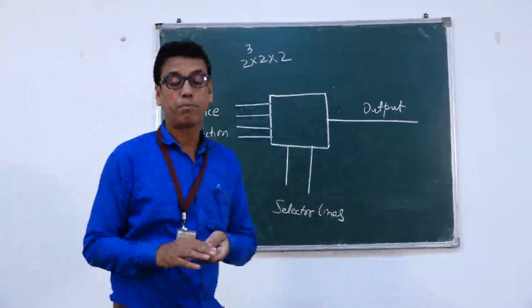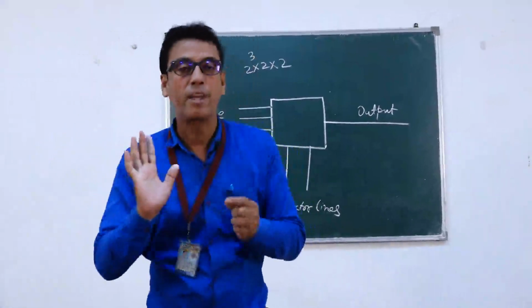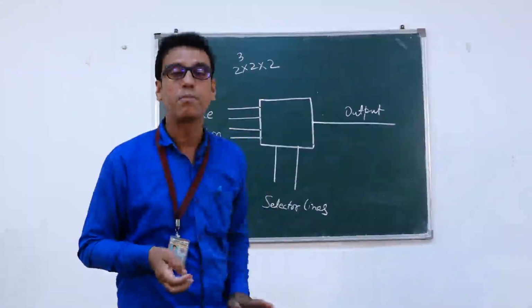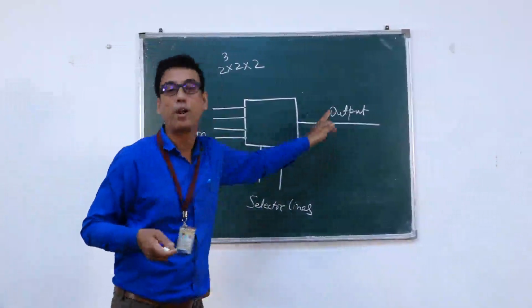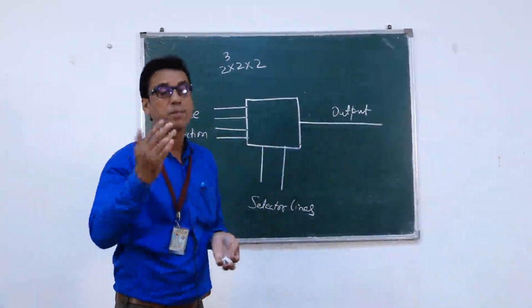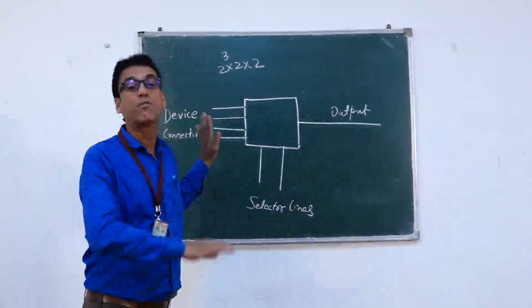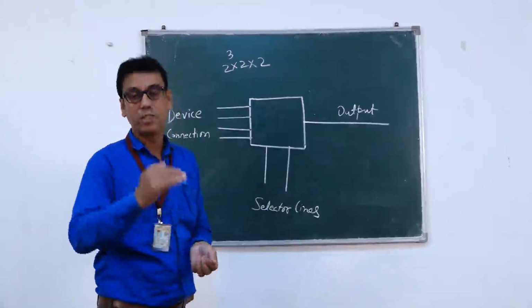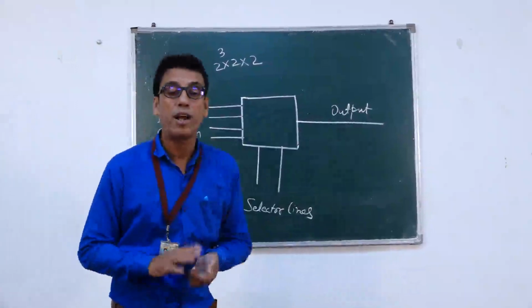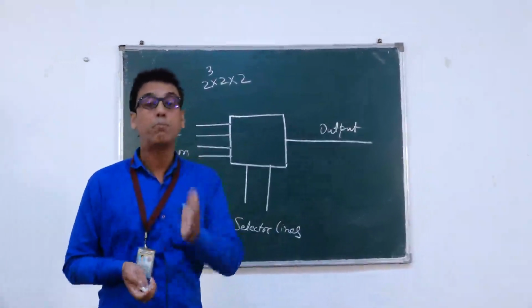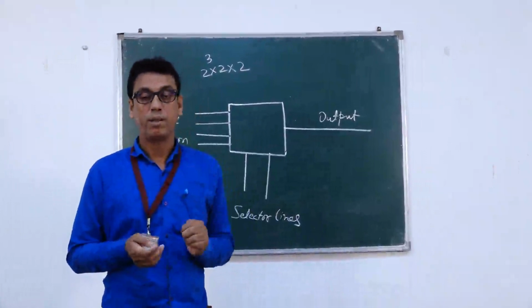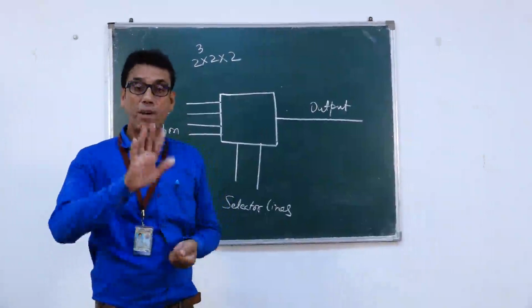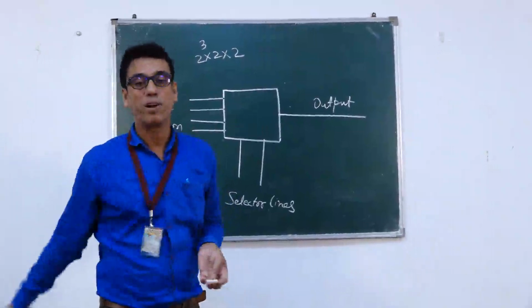Now, the first point is multiplexer is a combinational circuit. The second point is multiplexer has only one output line. The third point is multiplexer has 2 categories of input lines, selector lines and device connection lines. But till this moment, we are not clear about the purpose of multiplexer. The purpose must be very clear for every circuit, otherwise it would be very difficult to understand.